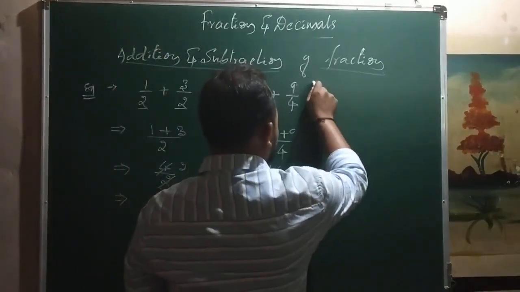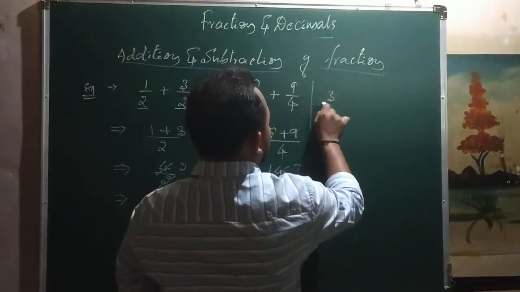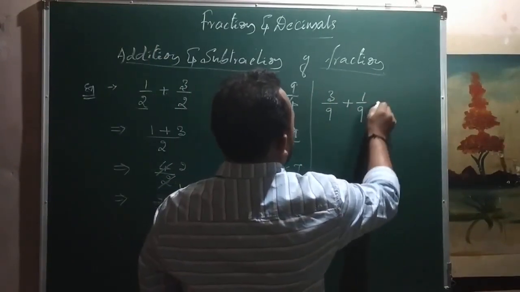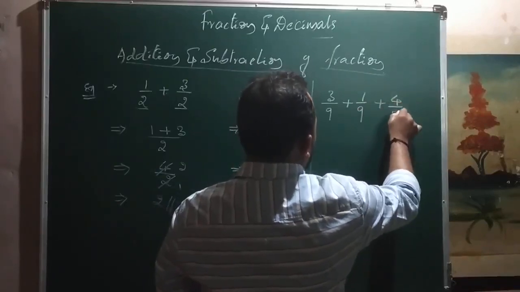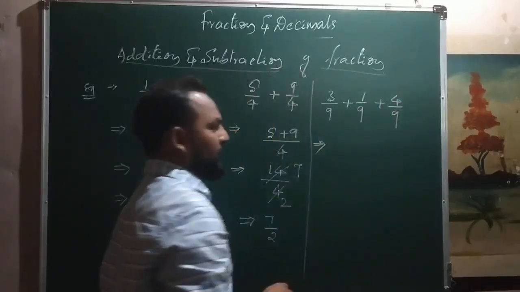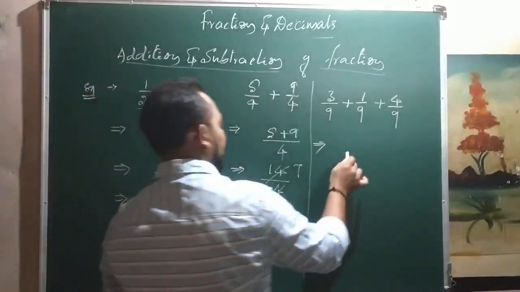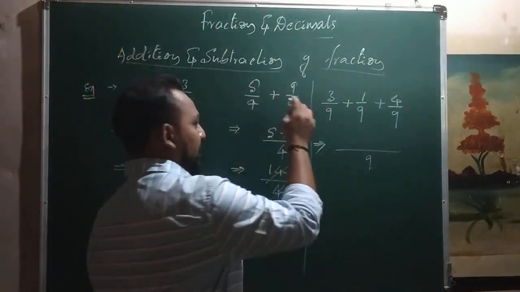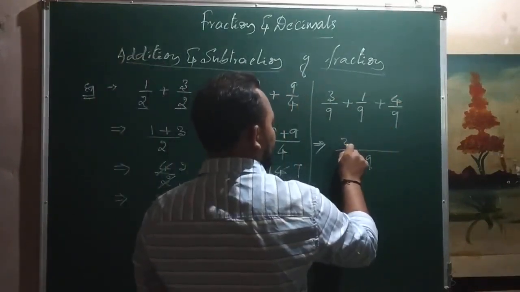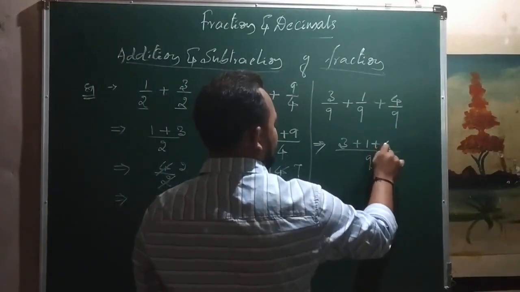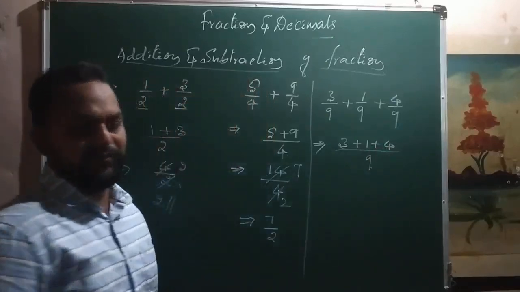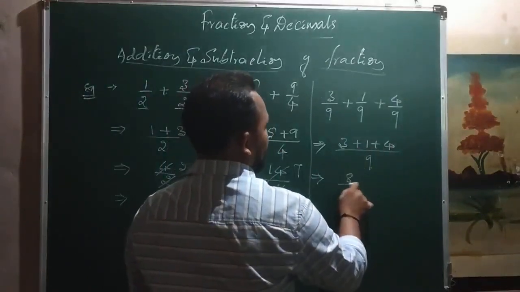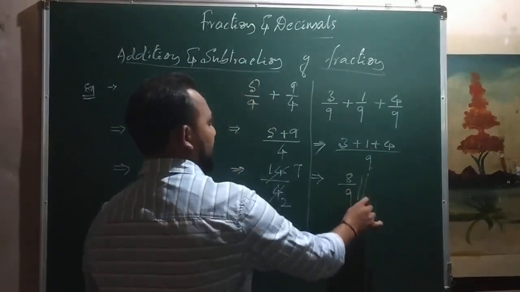Take an example: 3 by 9 plus 1 by 9 plus 4 by 9. The denominator of all the fractions is 9, so directly write 9 as the denominator. Then add the numerators: 3 plus 1 plus 4 is 8. So 8 by 9 is the answer.